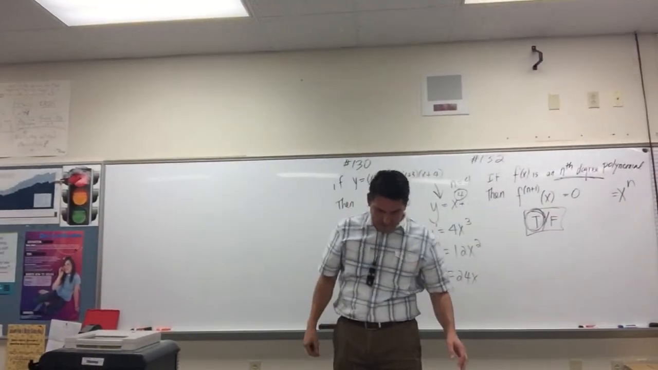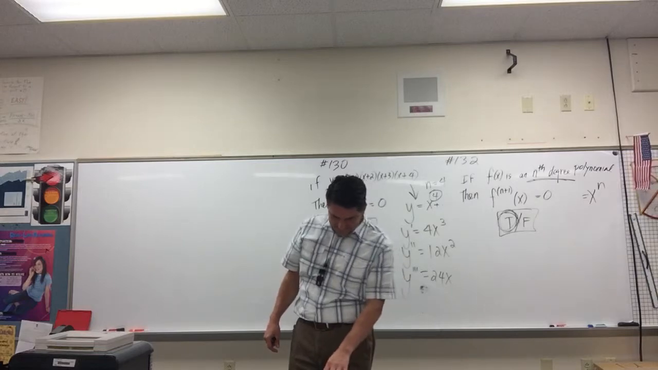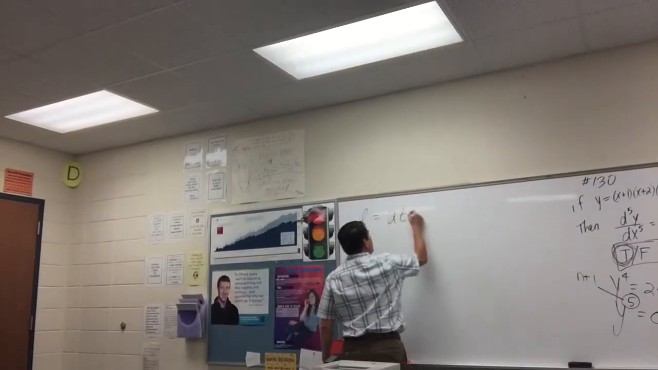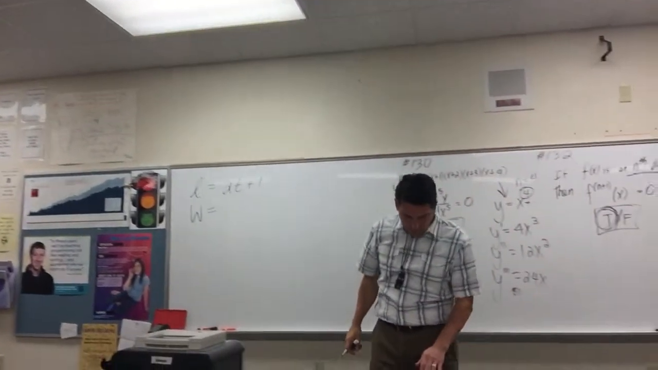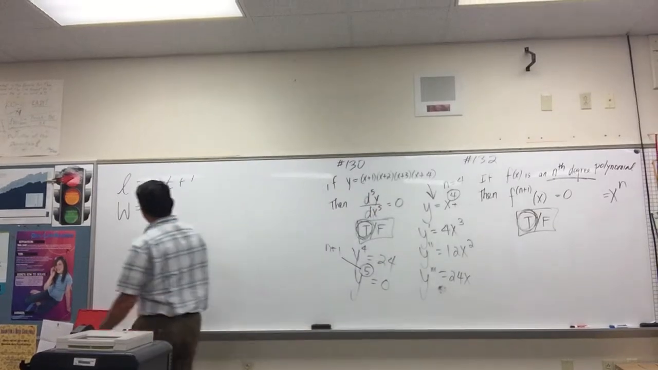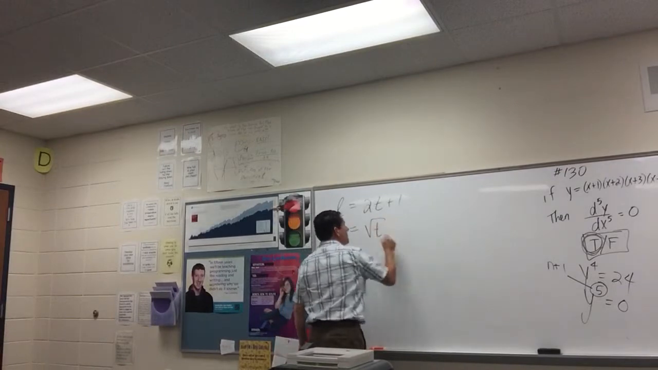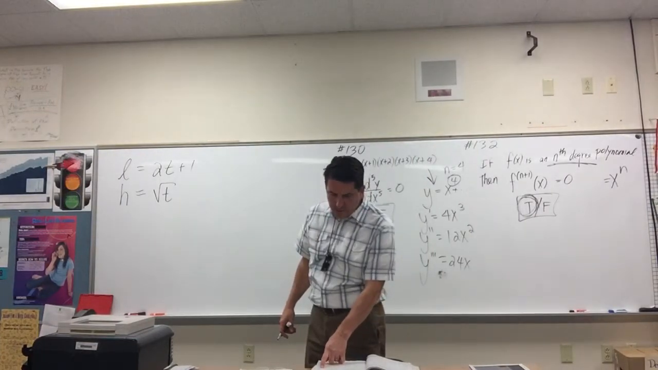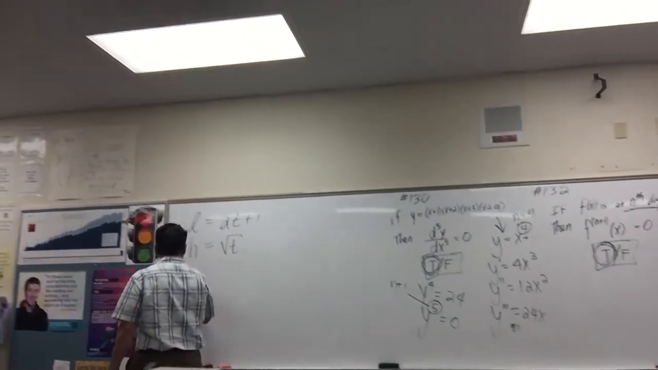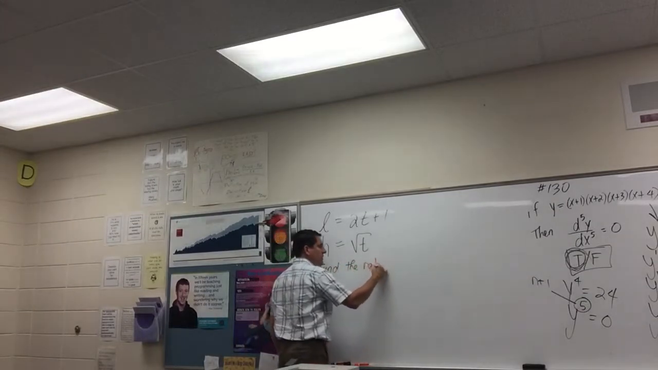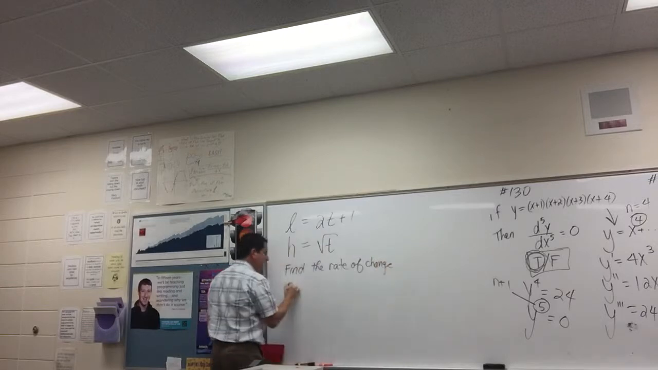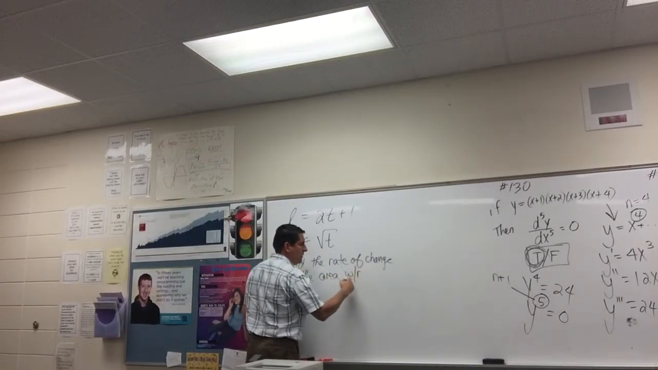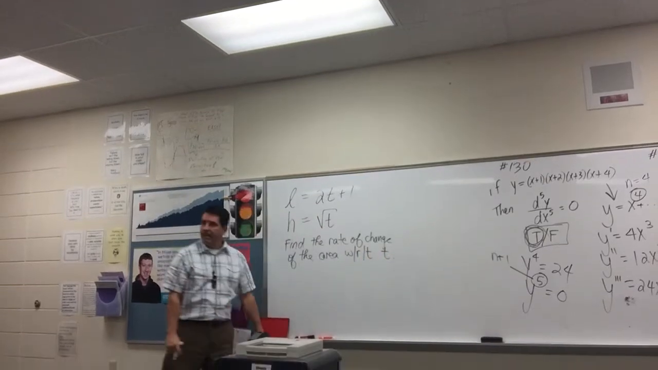Unfortunately for you, life was going to be all about word problems. So, the length of the rectangle is given by this, so L is equal to 2t plus 1. And the width was equal to the square root of t, or they call it the height, either one. Okay, and then they said, find the rate of change of the area with respect to t. This is important. Find the rate of change of the area with respect to t.